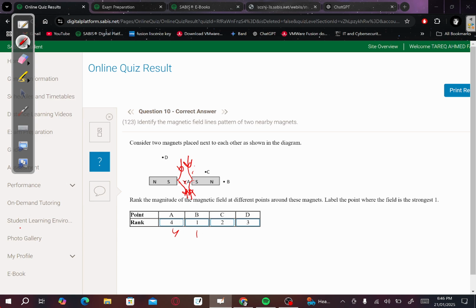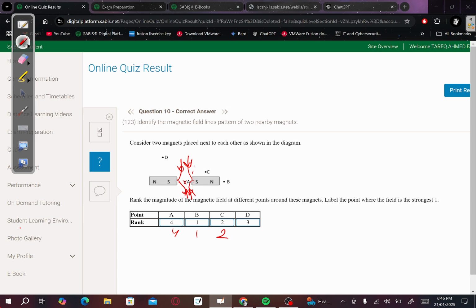By the way, just because it's at S doesn't mean that it's the weakest. At the poles, in fact, it's the strongest. In between is going to get weaker. So here it's not quite at the pole, it's kind of in the middle there, but it's relatively close to the magnet. So C is going to be 2, right?